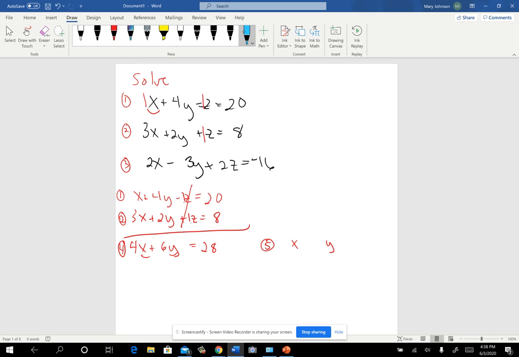Okay, so look at how equation 3 has a 2 in front of the z. So if I could turn this coefficient on the first equation into a -2, then when I add those, the z's would cancel. Okay, so I could do that if I multiplied that first equation by 2. So I'm going to do that. I'm going to multiply through by 2, and I get 2x on that first equation plus 8y minus 2z equals 40. I'm going to bring the third equation along.